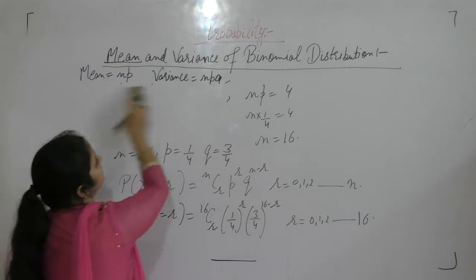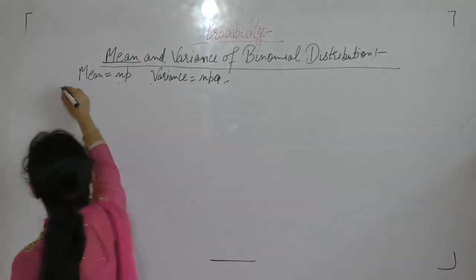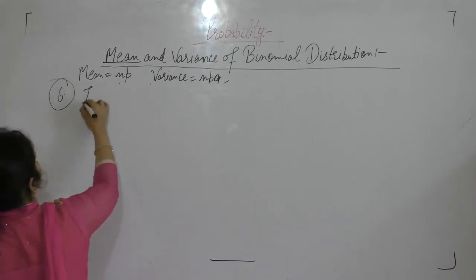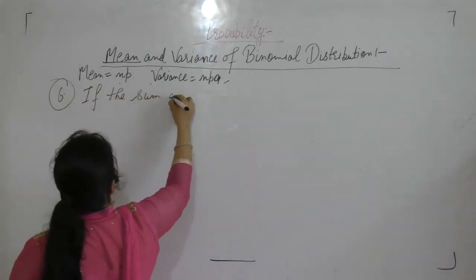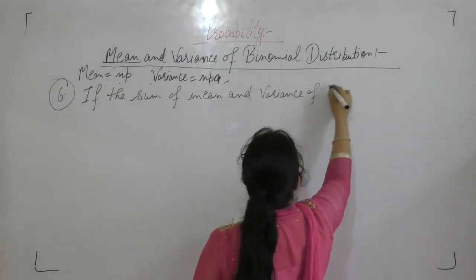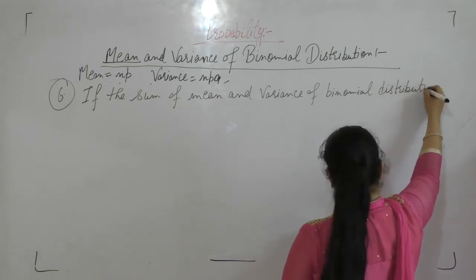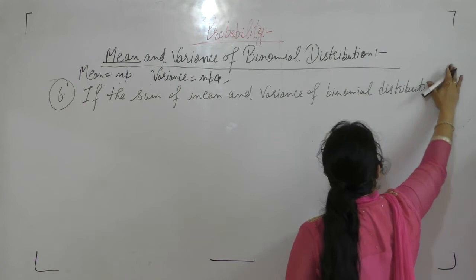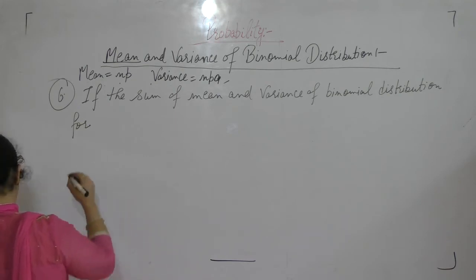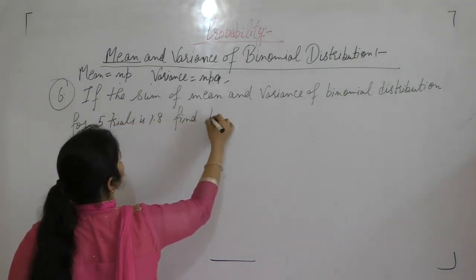Now the next one is question number 6. If the sum of mean and variance of binomial distribution for 5 trials is 1.8, find the distribution.